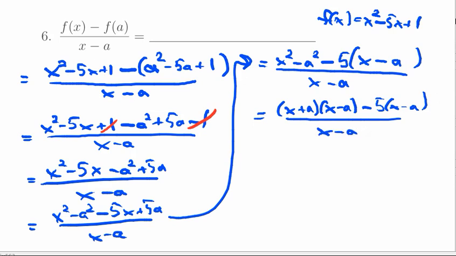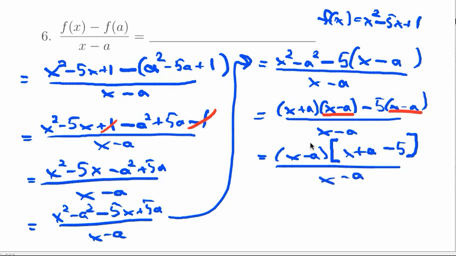And there's one more factoring step I can do because each of the terms on the top has a factor of x minus a. So let's pull that completely off the numerator, x minus a, and I'm left with x plus a from here minus 5. This is all over x minus a. And now x minus a is multiplied on top and being divided on the bottom, so that's gone. And here's my answer, x plus a minus 5. And we see all the factoring that goes into that.